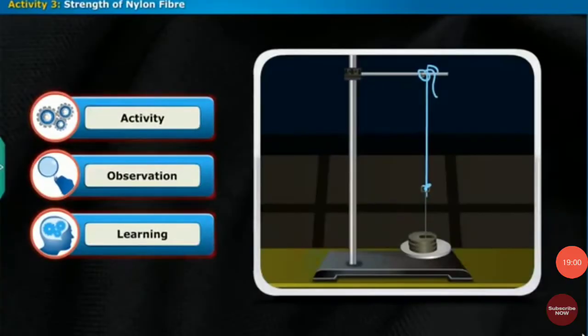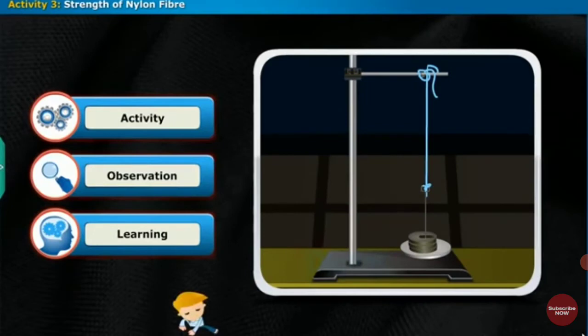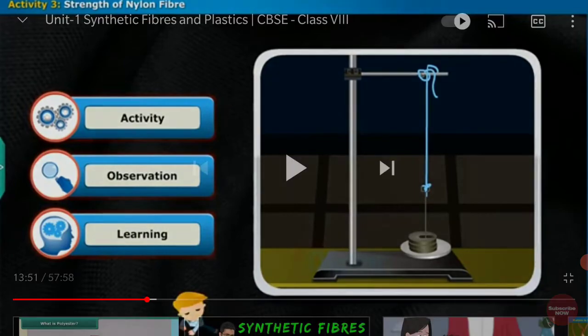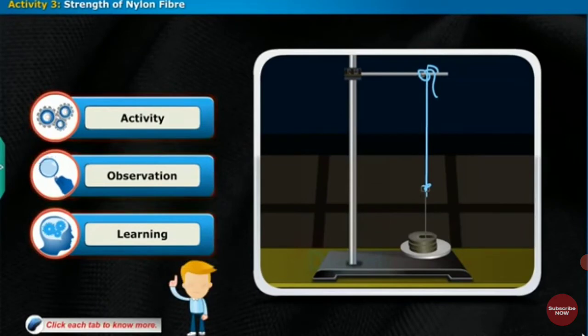Perform an activity for finding the strength of nylon. Okay, we discussed in the class the durability and the strength of the thread or the fiber. How can you know the strength of the fiber? By seeing this activity, you can understand that nylon is very strong compared to cotton threads. Okay. Click each tab to know more.